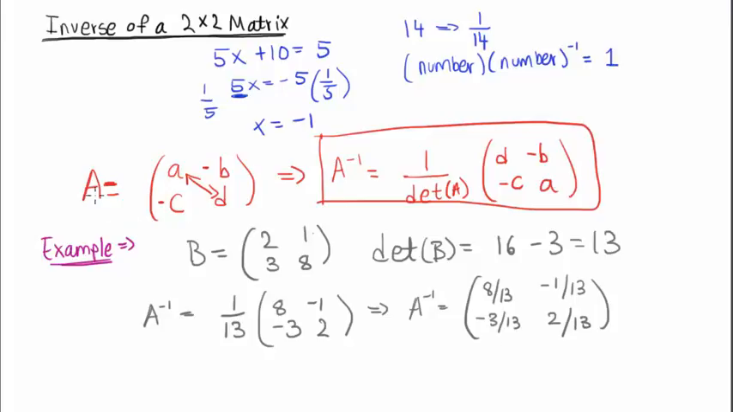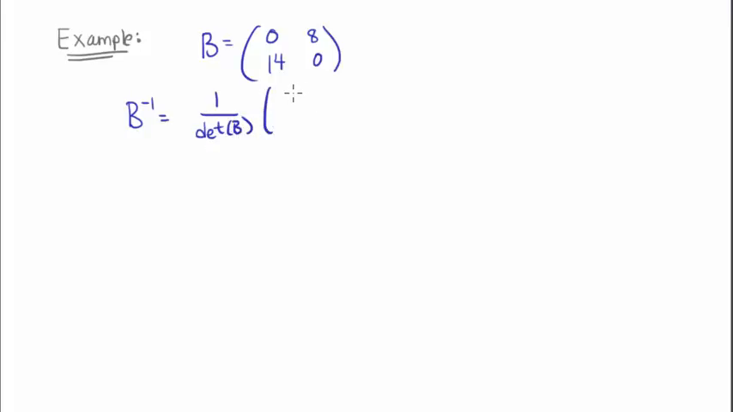Now, let's see. I'm just going to do it on the next slide. Let's say I have B is equal to 0, 8, 14, 0. Okay? How do I find the inverse of this matrix? So what is B inverse? B inverse will be 1 over the determinant of B, and then multiplied by the zeros switched out, but they're the same number, so it's 0 and 0. Take the negative of the 8 and the negative of the 14.